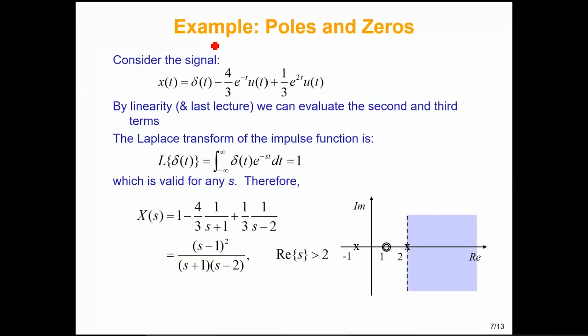Let's take an example of poles and zeros, plotting and finding the Laplace transform. Let's say we are given this x of t. These two terms are known to us. They are of the type e raised to the power of minus at ut.